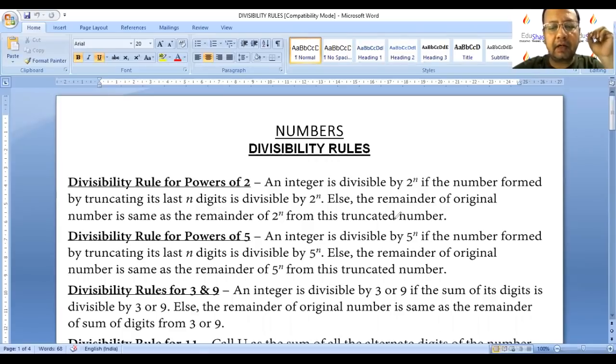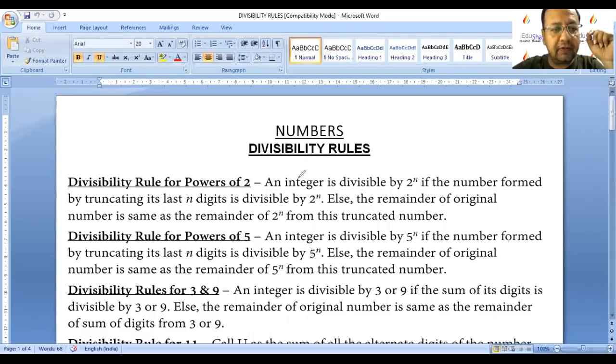Divisibility rules are part of the numbers topic, and these rules are very important to check whether a given number is divisible by some other number or not. These divisibility rules will help you in understanding and checking your answer, particularly in the integrated reasoning section, in the data interpretation section, and many times in the problem solving section also, right?